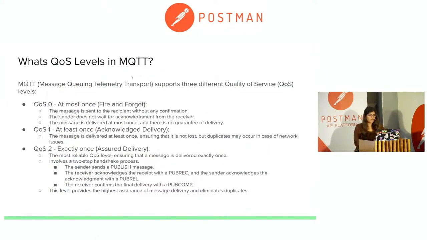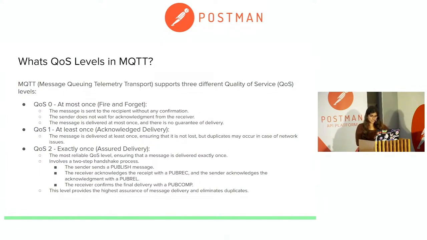So next is quality of service levels in MQTT. MQTT supports three different quality of service levels. First is at most once, also known as fire and forget. The message is sent to the recipient without any confirmation, and the sender does not wait for acknowledgement from the receiver, right? So the message is delivered at most once, and there is no guarantee of delivery.